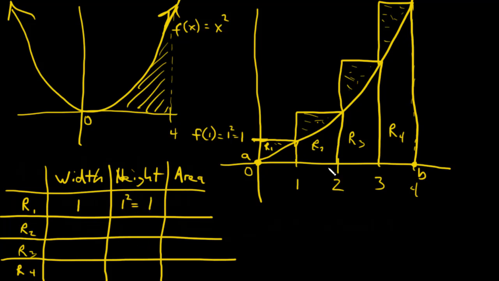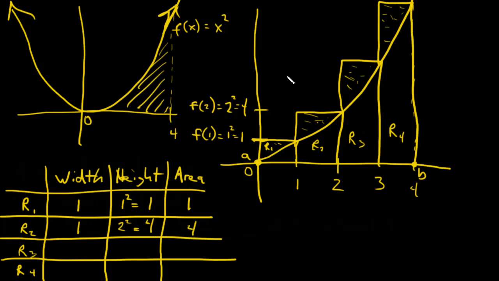Okay, what about the height of the second rectangle? Well, it's the height when I look at plugging a 2 into my function. So right here, this is f of 2, which is 2 squared, which is a height of 4. Oh, I forgot to do this part. 1 times 1 is 1. With the 1, the height for the second one we said was 2 squared, which is 4, which means the area is going to be 1 times 4, which is 4.